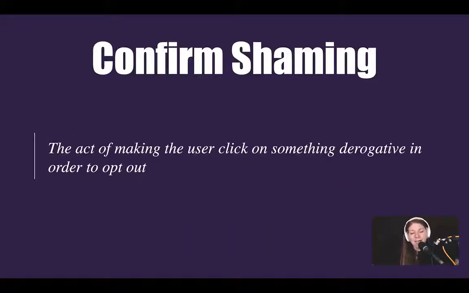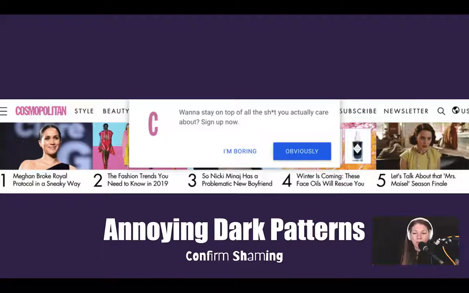It's the act of making the user click on something derogatory in order to opt out. What do I mean by this? Well, a few years ago, Cosmopolitan had this example. Want to stay on top of all your stuff that you care about? Sign up now. The two options are I'm boring or obviously, right? So in order to opt out of that sign up, you would have to click on the derogatory I'm boring text. It's kind of this reverse psychology, but I don't know if it would actually work. I feel like you're more just insulting your users. But I know your audience, right?